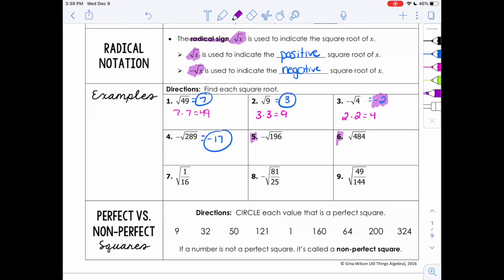Now number 7 through 9 look a little bit different because you have a fraction underneath the square root. When you solve these, you just want to separate that fraction into the square root of 1 over the square root of 16, and find the square root independent of each other. So the square root of 1 is 1, and the square root of 16 is 4. So the square root of 1/16 is 1/4. Go ahead and highlight number 8 and 9.